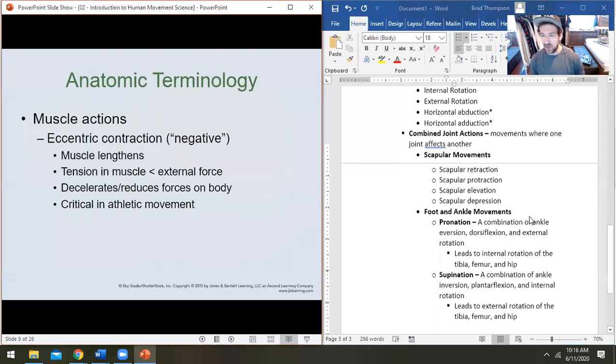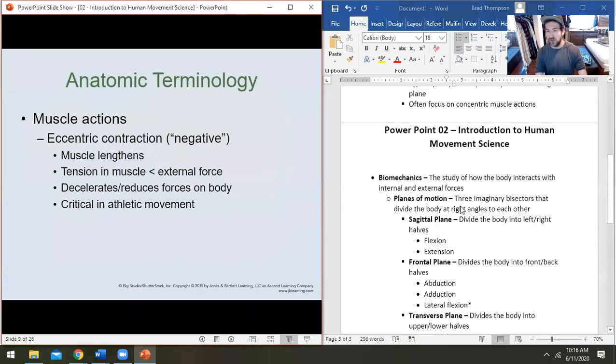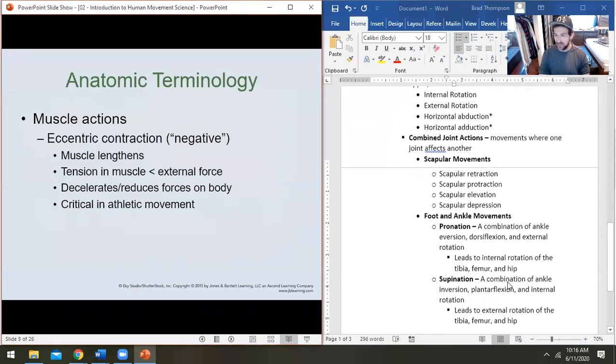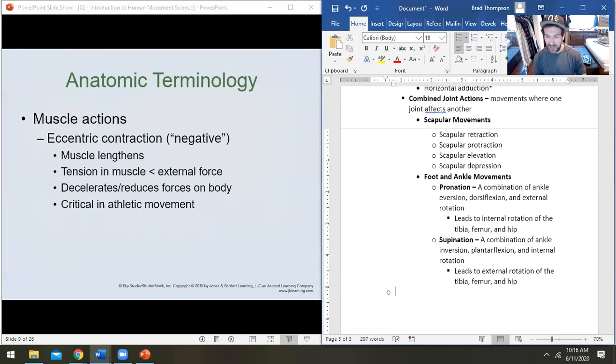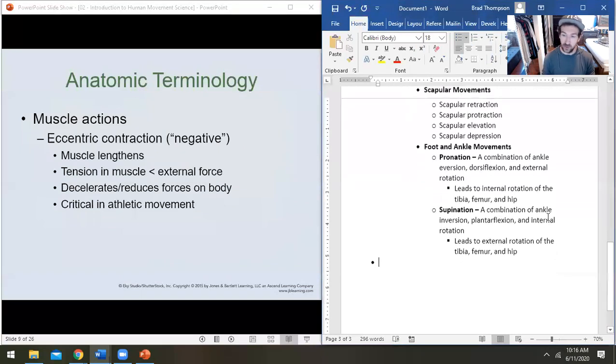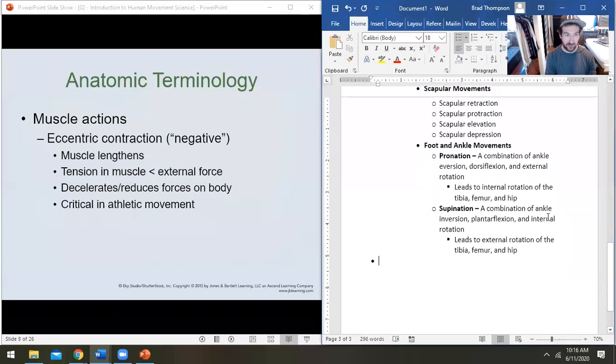Okay, so those are all of our joint actions, right? There's our biomechanics in a nutshell. Let's take a look at muscle actions again here real quick. I know it's review, but we're gonna review. So muscle actions, or we'll say the muscle action spectrum, because that's what it is.